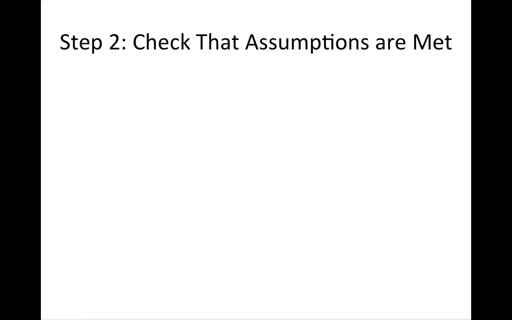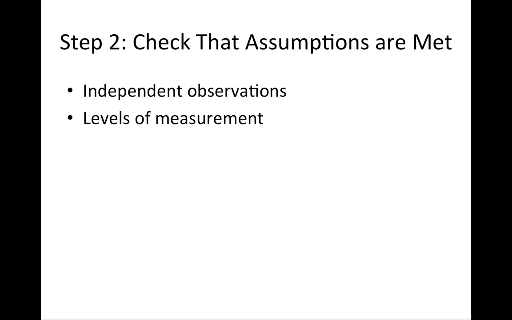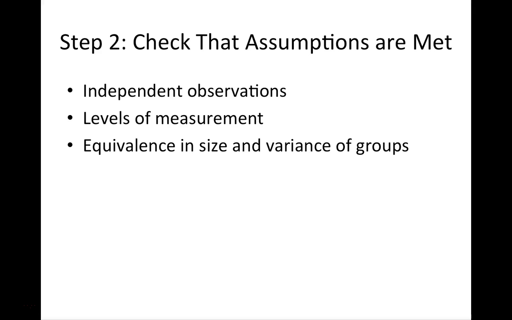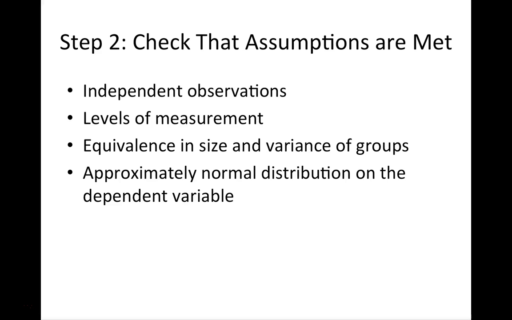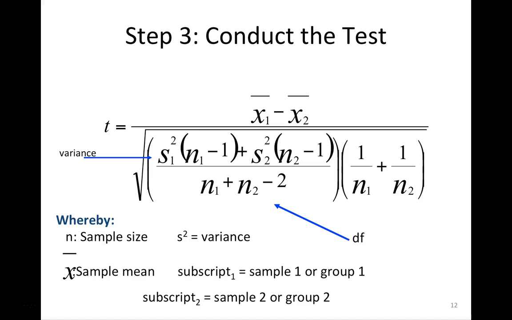So then we want to check that our assumptions are met. First, we want to make sure we have independent observations, as I talked about before, that our levels of measurement are appropriate for a t-test, that we have equivalency in the size and variance of our two groups, and that there's approximately a normal distribution on the dependent variable, or that the sample size is large enough that that doesn't matter so much. And our third step is to conduct the test.